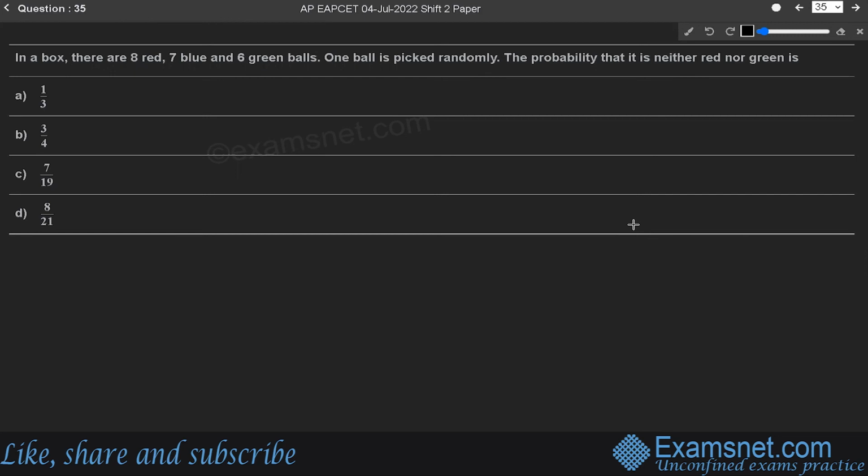It is given that there are 8 red balls and there are 7 blue balls and there are 6 green balls. So total number of balls is 8 plus 7 plus 6, which is 21. This is the total number of balls. We have to find the probability that the ball is neither red nor green. Means we do not want the red ball and we do not want the green ball. Means we do not want 8 plus 6, which is 14 balls. So we only want the blue ones.